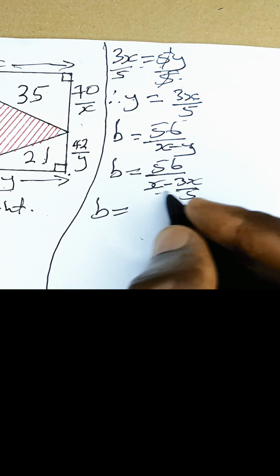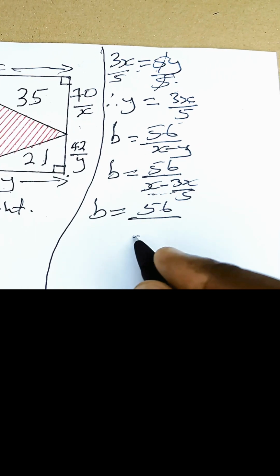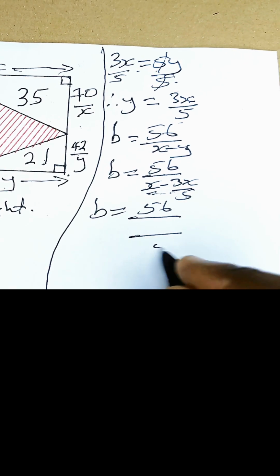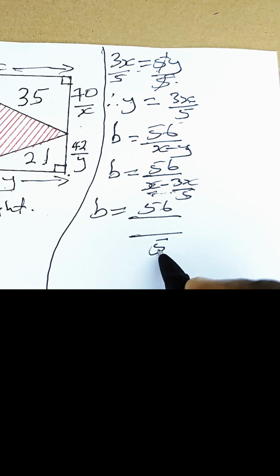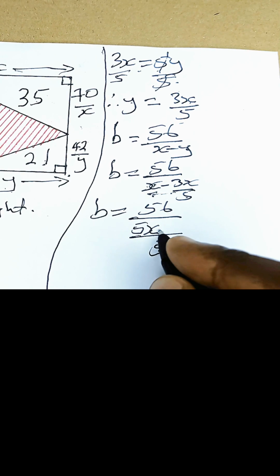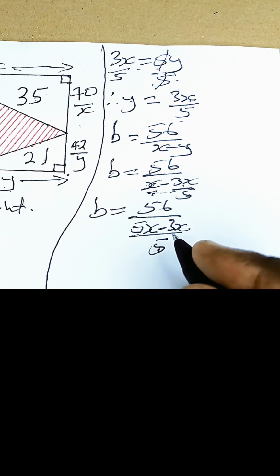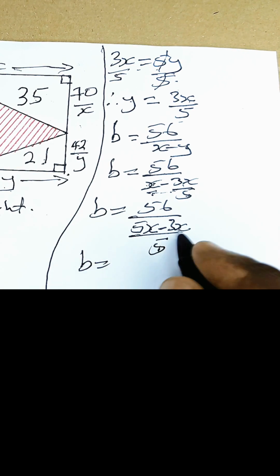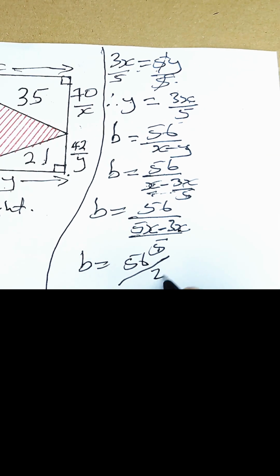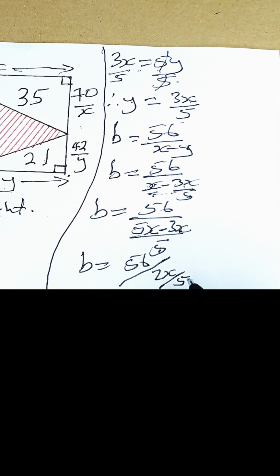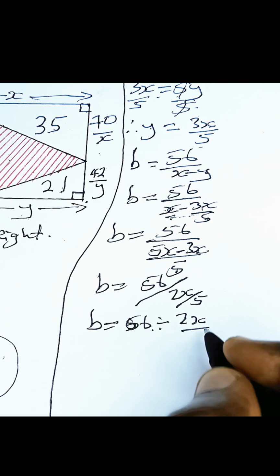b will be equal to, find the LCM of this. It will be 56 divided by, finding the LCM, so we have another division. 5 and 1 here, it will be 5. 1 in 5, that's 5. 5 times x, that should be 5x. Minus 5 in 5, that's 1. 1 times 3x, that's also 3x over there. So if I want to rewrite this now, 5x minus 3x, that's 2x. So it means 56 divided by 2x over 5.